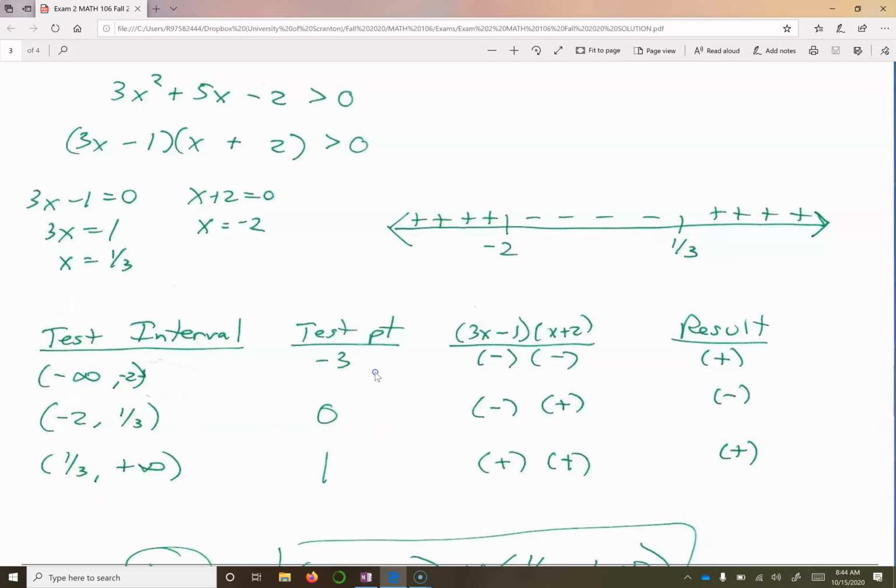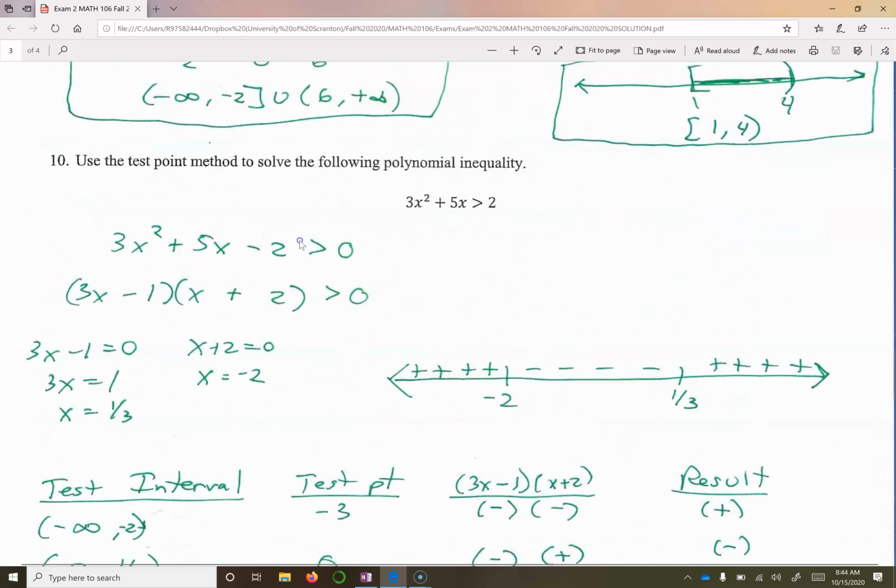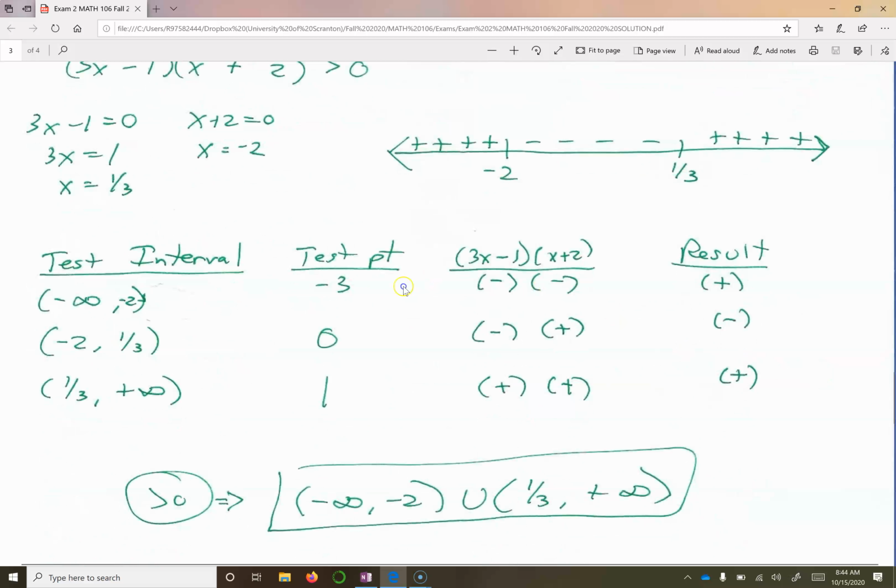Pick test points. I chose -3, 0, and 1. So I tried to make it so that you had easy test points. You figure out the signs of basically everything to the left of the inequality symbol, and then multiply those together to get a result. Now, how do you know which part of the number line is the actual solution? Well, I put it down here, greater than 0, right? That's what this says here. Greater than 0, which means any place you see positive signs is where the solution is. So it's just the union between -infinity to -2, and then 1/3 to +infinity.